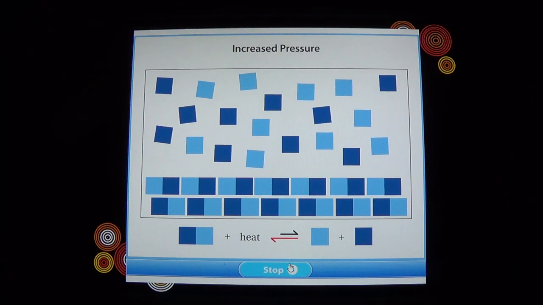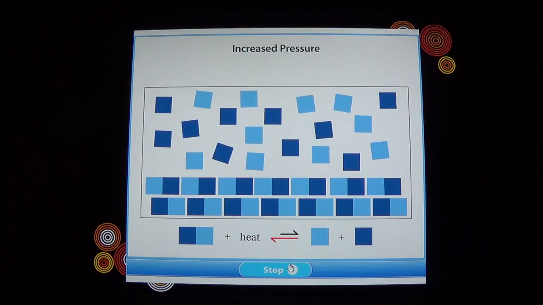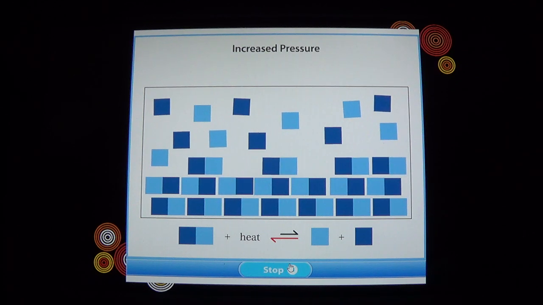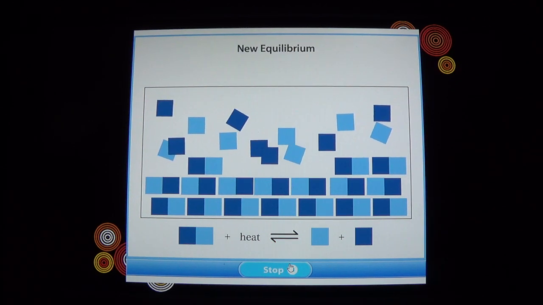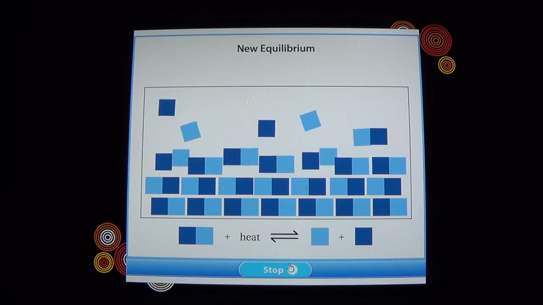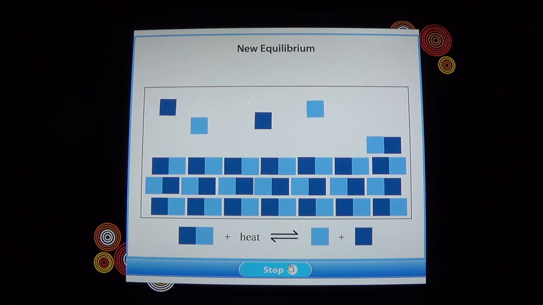Notice, if pressure is increased, reactions that result in the fewest moles or the lowest volume are favored. Notice by reducing the volume, the smaller amount of gaseous particles means less stuff to fill the volume, so the stress of increased pressure is relieved. A new equilibrium is then established.